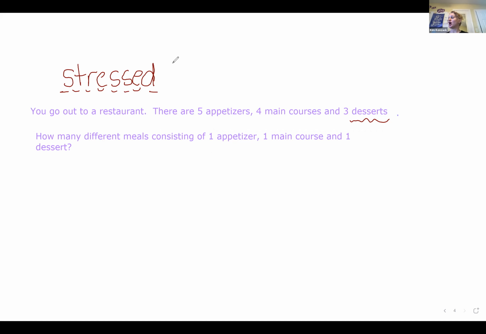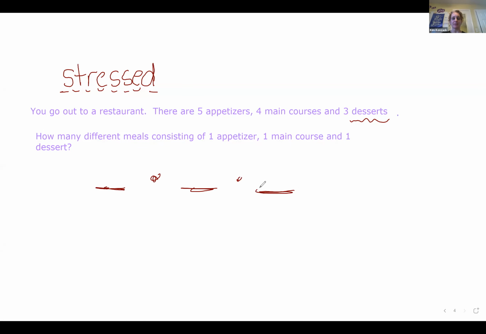And again, we are going to more about tree diagrams. We'll actually do that next time because I actually want to show you something that happens with the counting principle as well. A little something they can tweak the problem. Tweak means change it a little bit, okay? But how many different meals consisting of one appetizer, one main course, and one dessert?